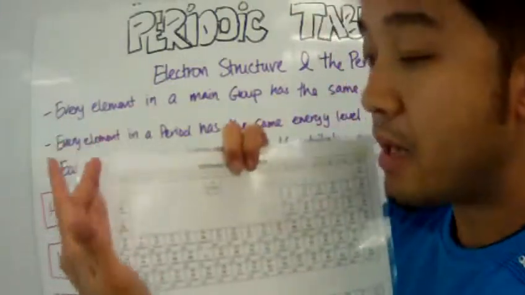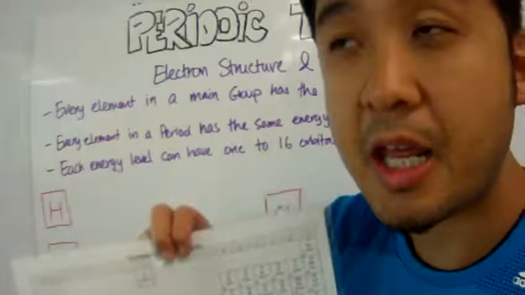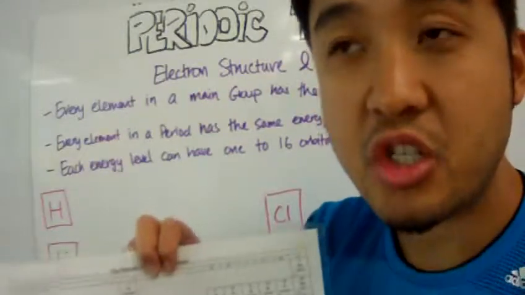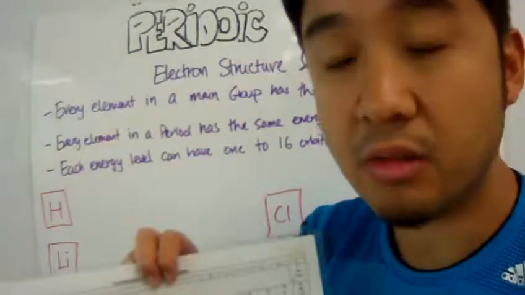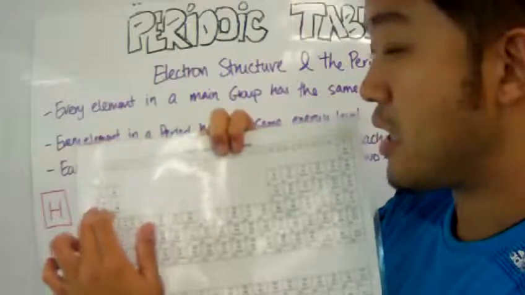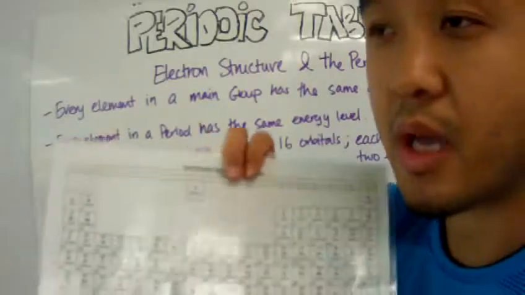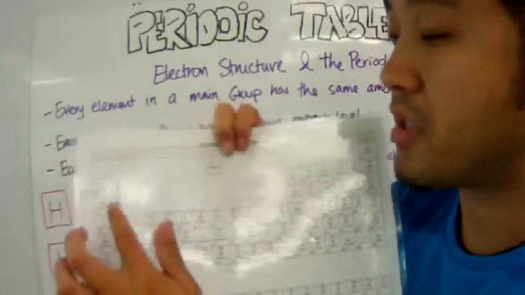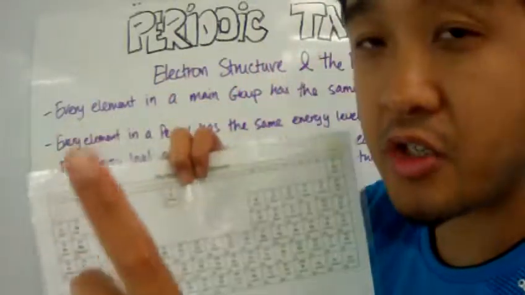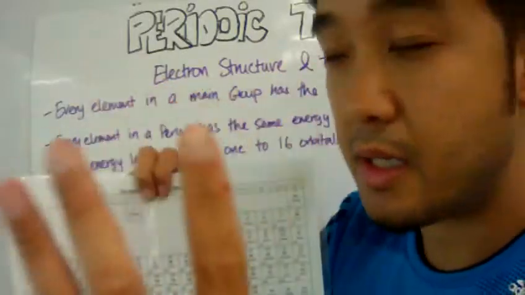Every element in a main group has the same number of valence electrons on the outer energy level or outer shell. That's a given. And every element in the same period will have the same number of energy levels or shells. So for example, every element in group 1 will have one valence electron. Every element in group 4 here has 4 valence electrons.